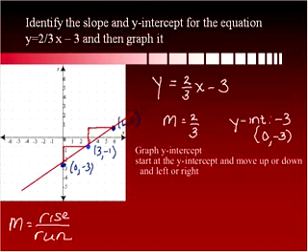Now, if you want to find points below your y-intercept, you can just reverse the direction that you went when we were finding points above the y-intercept. So you would go down 2 and to the left 3, down 2 and to the left 3 to find points below.